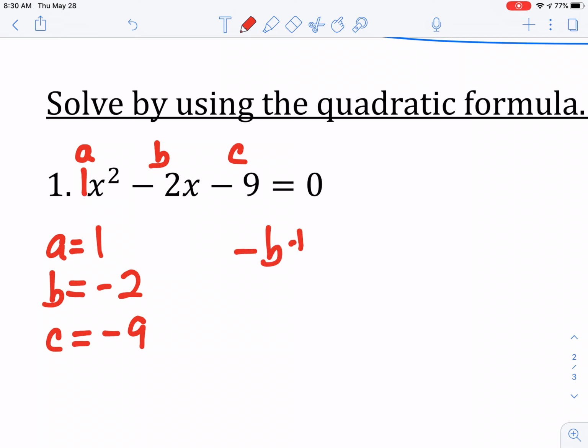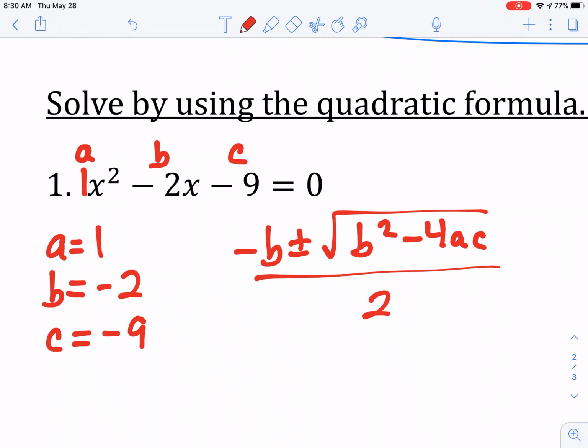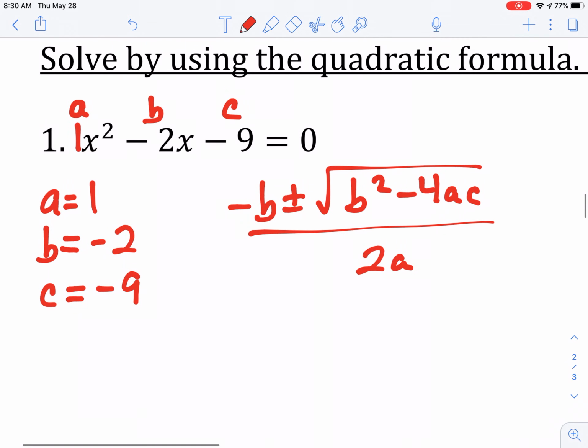Now we're going to write out our quadratic formula. And this never changes. This is always the quadratic formula that you're going to use. Negative b plus or minus the square root of b squared minus 4ac divided by 2a. And now we just plug all the numbers in. So the negative of b, well, b is already a negative, so it's negative of negative 2.